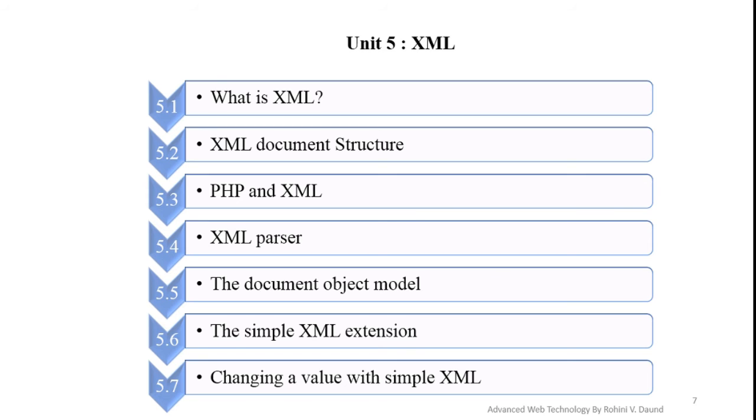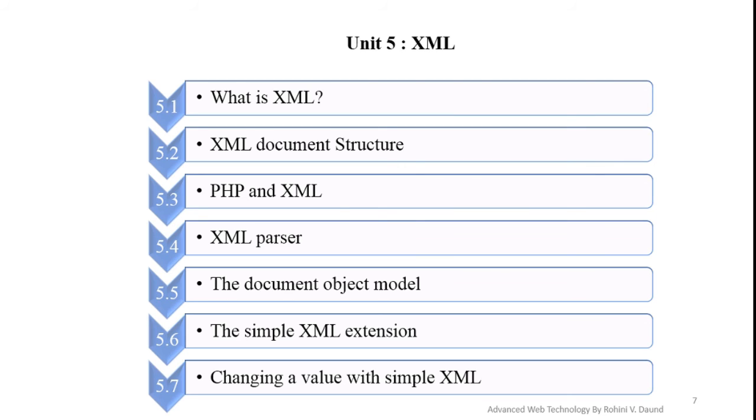XML document structure is composed of the number of components that can be used for representing information in tree structure order. Components like as processing instruction, tags, element, etc. Next point is the PHP and XML. PHP also provide facility for write XML script in PHP script. Next point is XML parser.